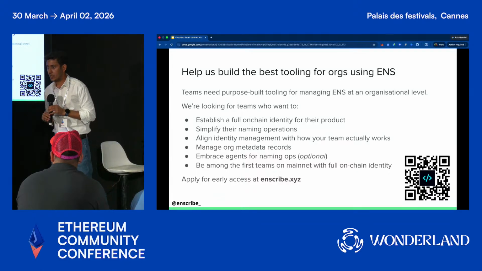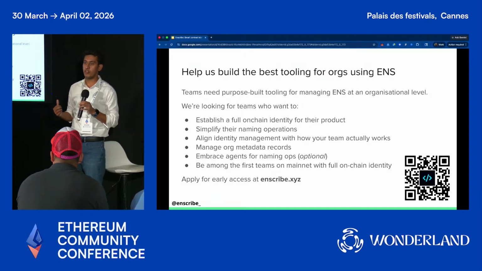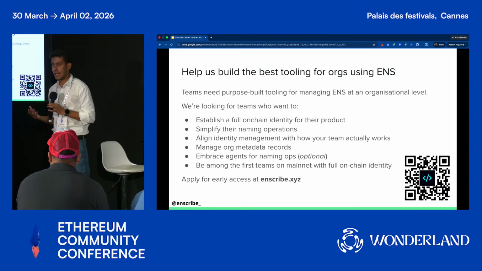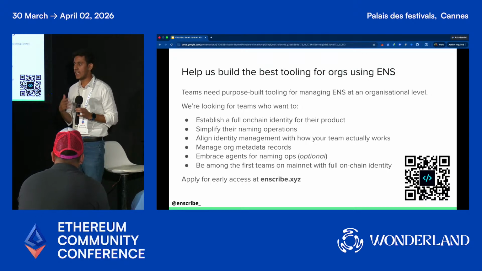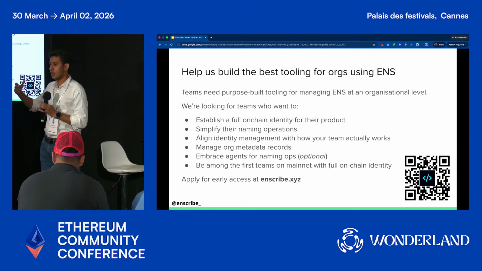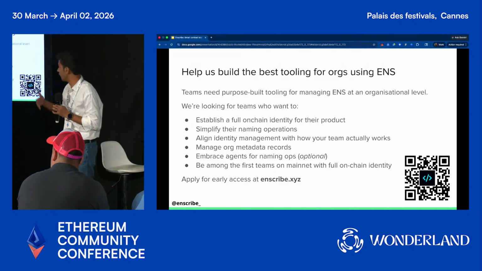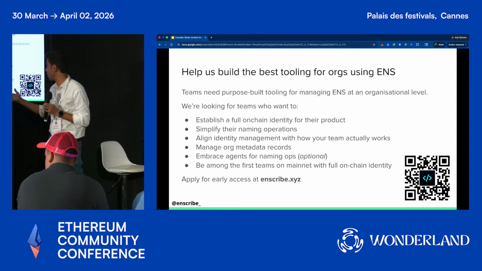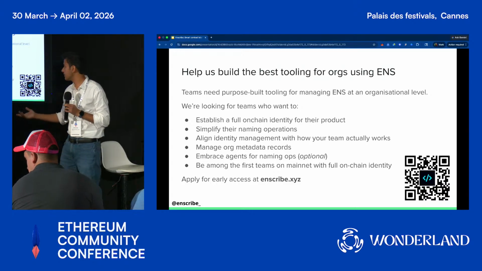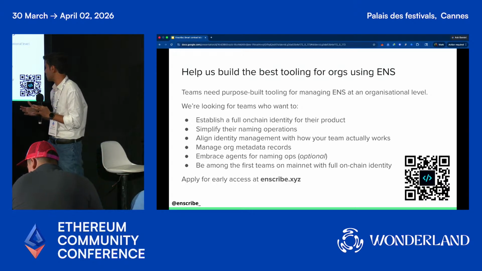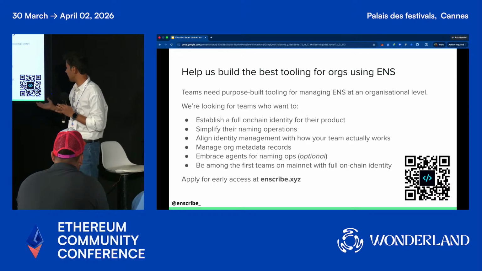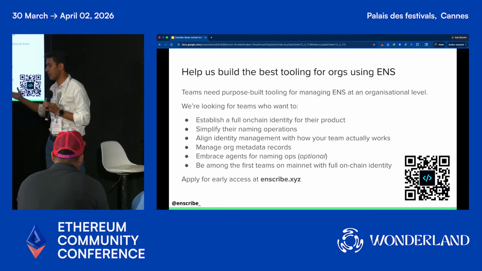This product is still in beta, and what we are currently doing is asking teams and projects to join an early access, where you can collaborate with us and provide some feedback. To all the teams who want to establish a full on-chain identity, simplify their naming operations, manage their org metadata, or embrace agents for naming operations, and be among the first teams on mainnet with full on-chain identity, do join us. Scan the QR code. It will bring you to the Enscribe website, and you can apply for early access.